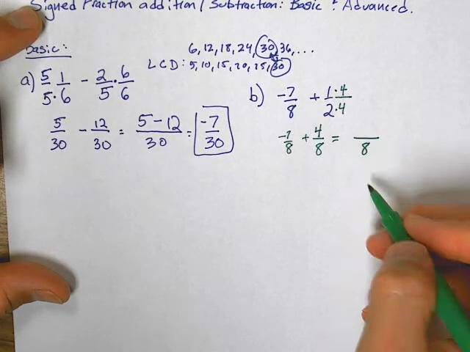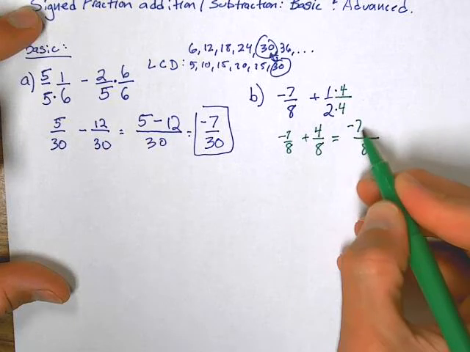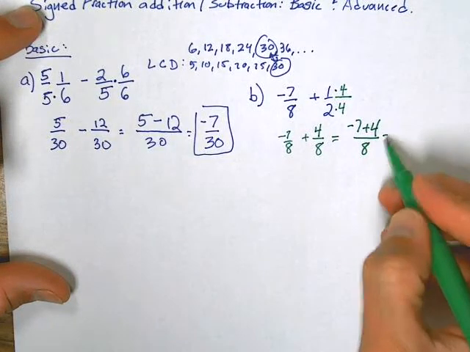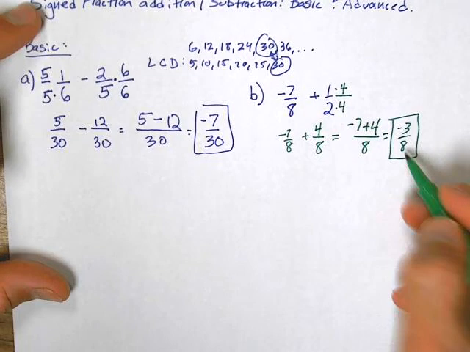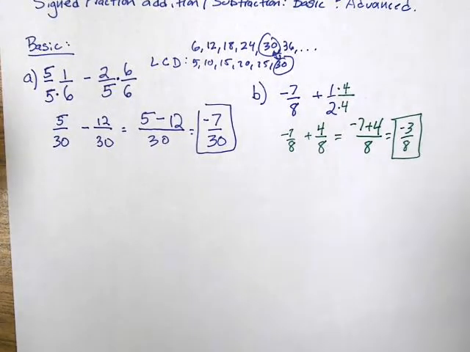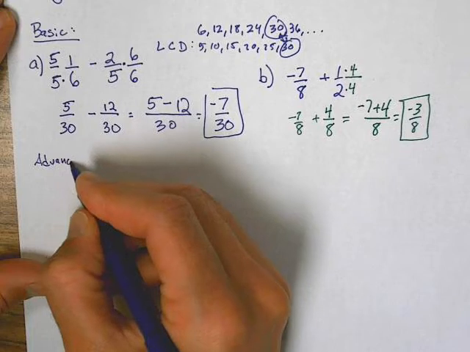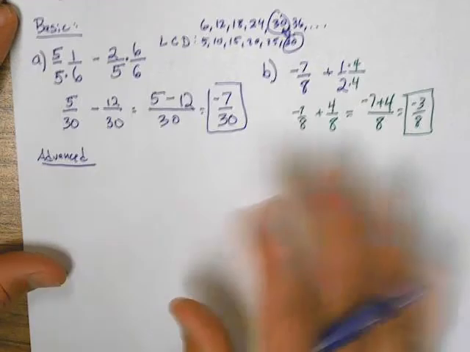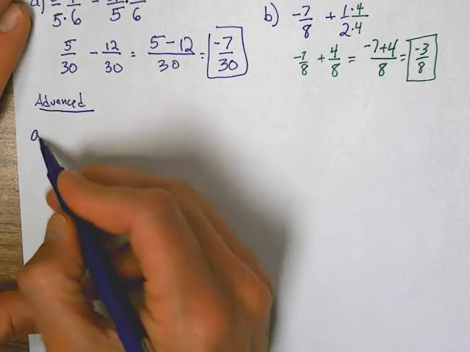I can leave the denominator as 8, and then I have -7 plus 4 for the numerator, and that's -3/8. And again, that's all the way reduced, so I don't have to do any more work there. The advanced ones are a little bit trickier due to the sign of the fraction. So we'll do a couple of examples here.